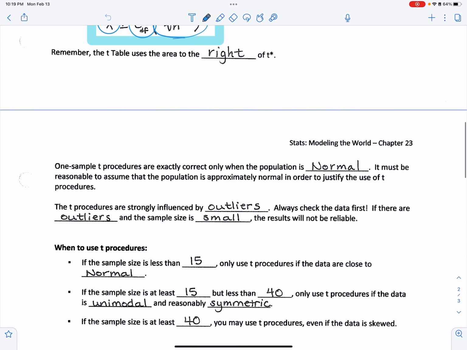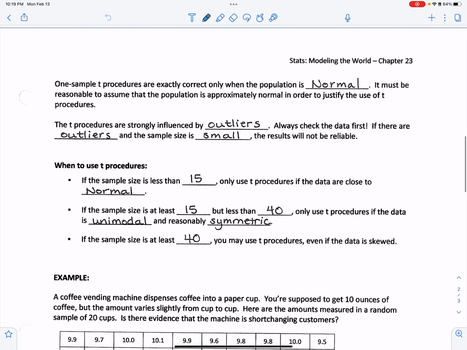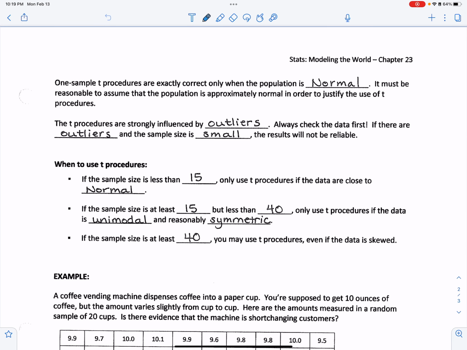Okay, so the T procedures are exactly correct when the population is normal. One sample T procedures are exactly correct only when the population is normal. It must be reasonable to assume that the population is approximately normal to justify using the T procedure. So I need approximately normal. So that's exactly what we're going to say.